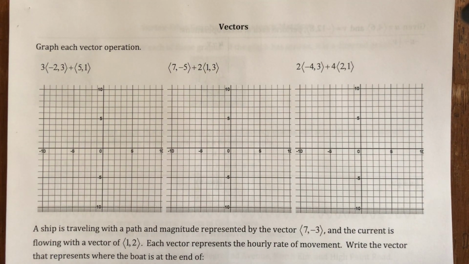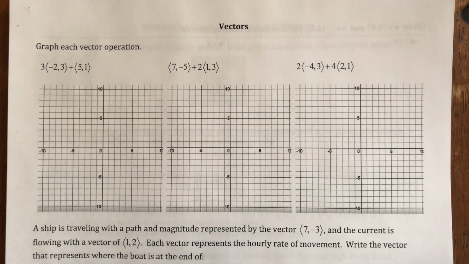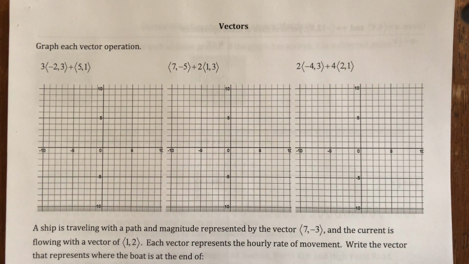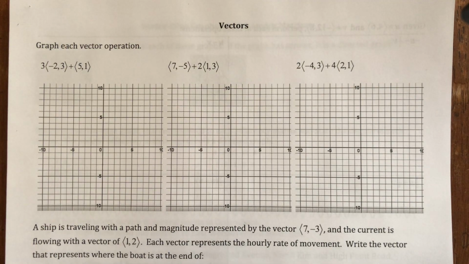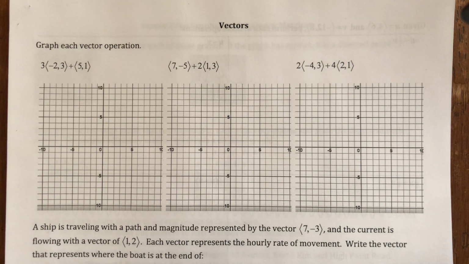So let's actually begin. I'm going to grab a ruler. Grab this handy dandy NC State magnifying glass ruler. Aren't you impressed? And we're going to graph this, and it's going to represent the direction we're going and the magnitude we're going. So when we get to a word problem, it'll make a little more sense.